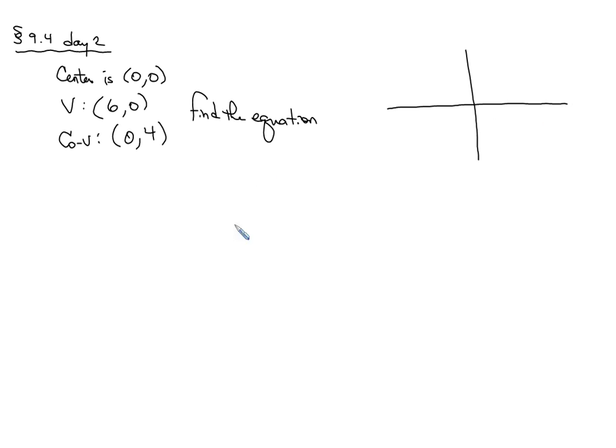So you make yourself a quick little sketch, and we have one vertex at 6, 0. So if one vertex is at 6, 0 and the center is at 0, 0, where must the other vertex be? Negative 6, 0. Anything hard about that? We have a co-vertex at 0, 4. Where must the other co-vertex be? 0, negative 4. And so our ellipse is going to look something like this.